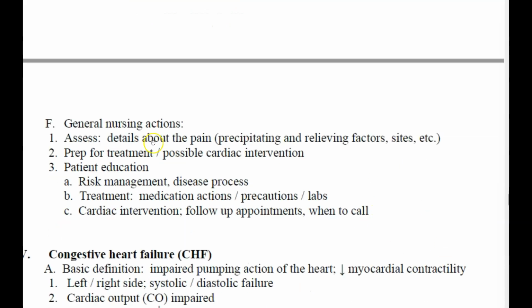So additional general nursing actions include patient education. We need to educate the patient regarding risk management and the disease process, and we need to inform them or educate them regarding the treatment. So medication actions: how does the medication work? Some precautions, some of the labs that we're monitoring for the patient when they're receiving these medications. And also, it is important to educate them if they're going to need cardiac intervention, when to follow up, and when to call their doctors. Also, when to call for help while they're still at the hospital.